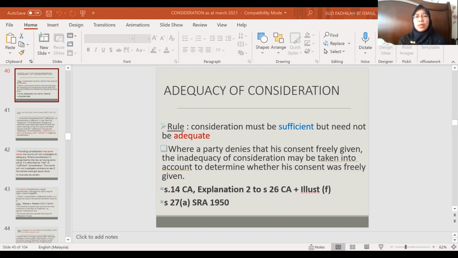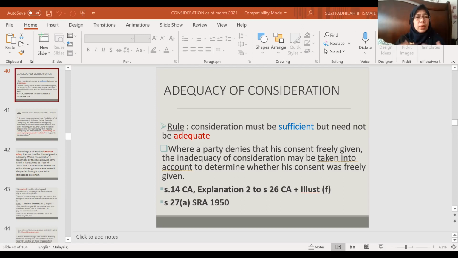If there is any issue with the element of free consent, then the court will look at the adequacy. Is it adequate or is it inadequate? Whenever there's any problem with the elements of free consent. If the consent is free, then there's no need to investigate further. It's okay whether adequate or inadequate. But the moment the consent is not freely given, then the court will look further to see whether it is adequate or inadequate.